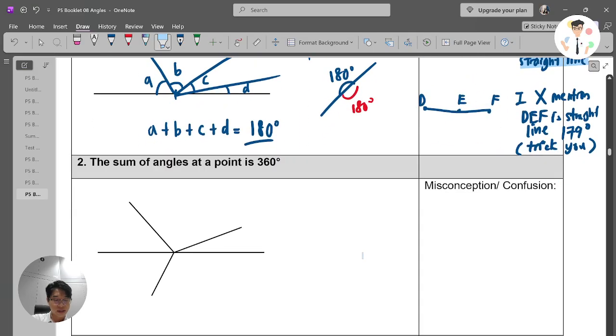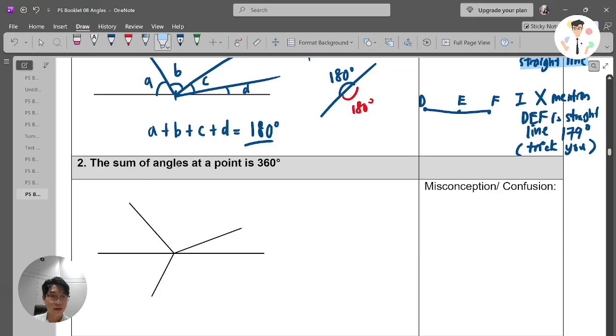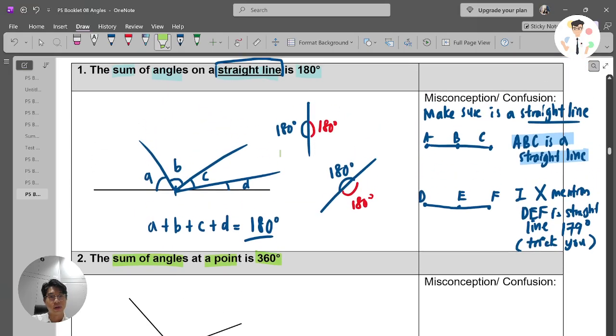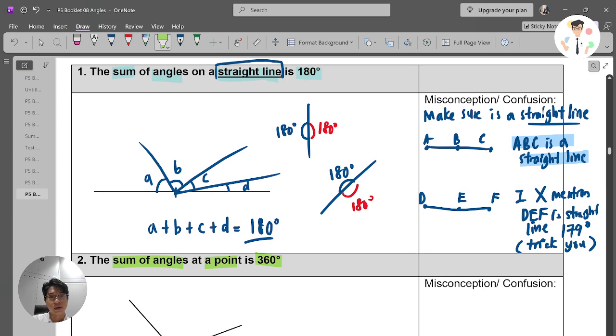Now the second point that I will be talking about is the sum of angles. You need to understand the sum of angles at a point is always 360. Just now I mentioned the sum on a straight line is 180, right? So the sum of angles at a point is 360, which means that one turn is always 360. Why? As you can see, one straight line, one side is 180, another side will be 180. So add together is what? 360. That's why it must be 360.